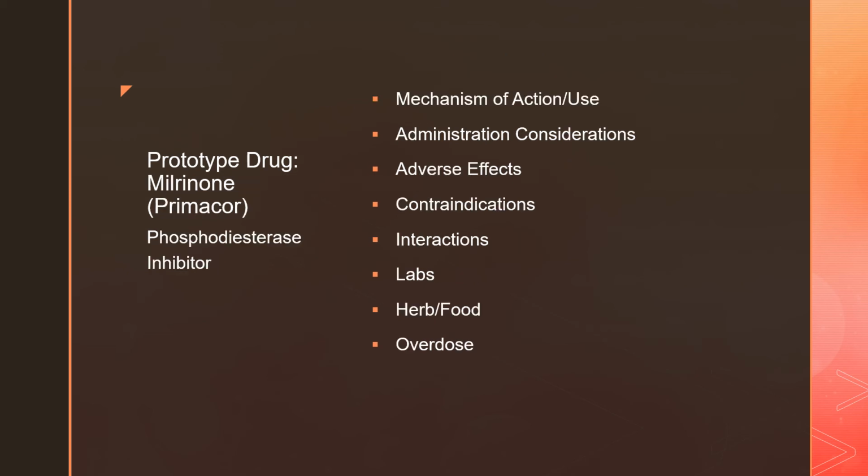Okay, so phosphodiesterase inhibitors, Primacor, as I'm going to call it moving forward. These block the enzyme phosphodiesterase. They're going to increase calcium for myocardial contraction, and they're going to cause positive inotropic responses and vasodilation. This is going to help the heart contract. It's going to decrease afterload, and this is for short-term therapy only.